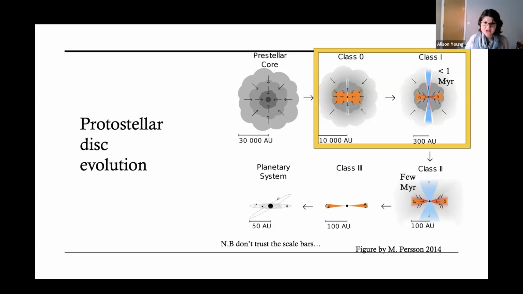As the envelope accretes onto the disk, it becomes much easier to see the disk. We get the class one phase. This is when jets really begin to be launched. And this all happens before 1 megayear. Gradually, more of the envelope accretes, and then we begin to see these class two disks. And these are the ones that typically we're familiar with through like the ALMA DSHARP program that have nice gaps and rings and all these cool structures. And eventually we get a planetary system, debris disks, and all that kind of thing. But we're not interested in that. We're interested in the very earliest stages here.